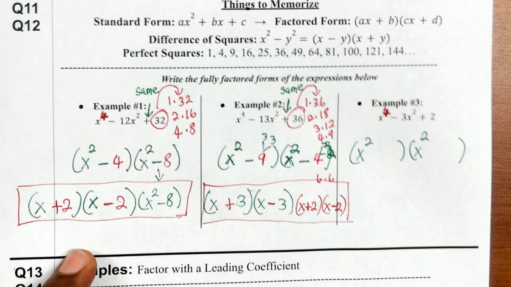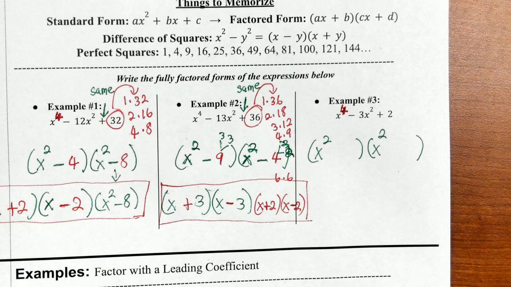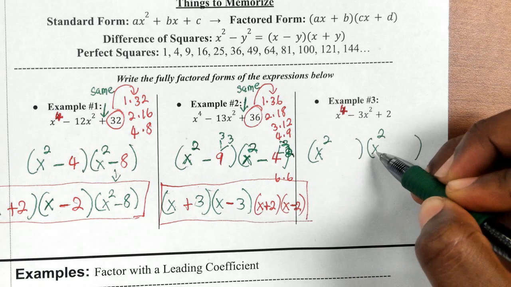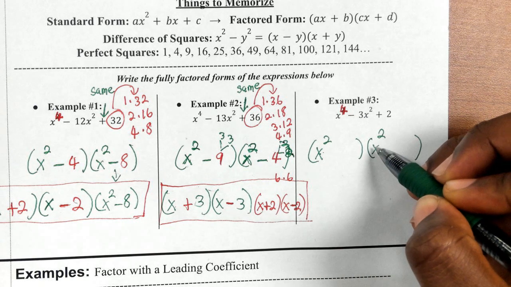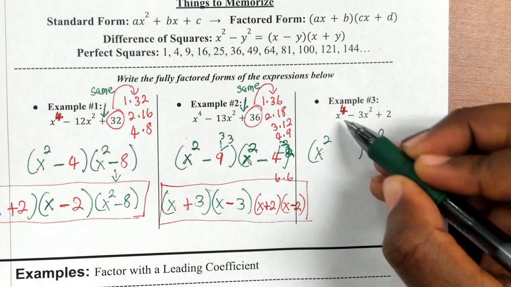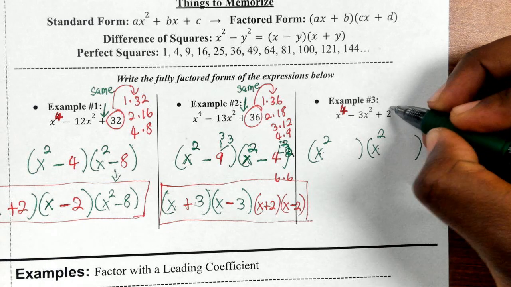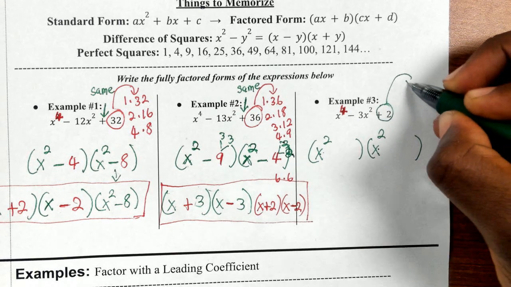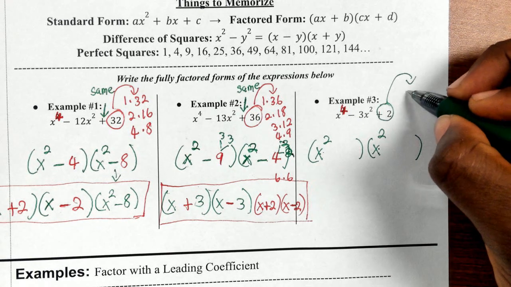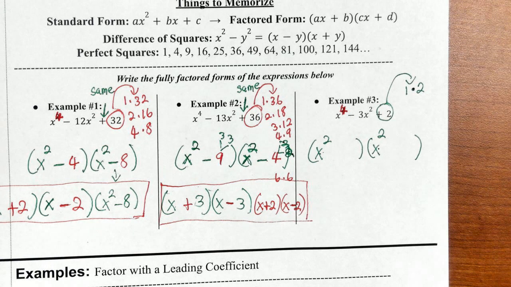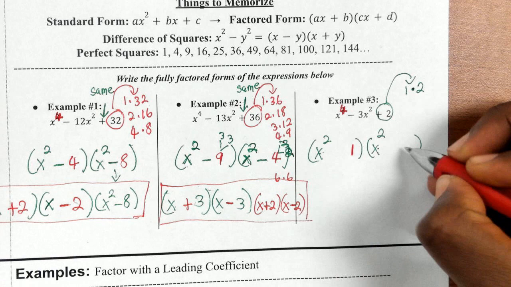Okay, so let's do the last one. Again, to get an x to the fourth power, I need two sets of x squared, because x squared multiplied by x squared is x to the fourth power. 2 plus 2 is 4. Now I need to find out what are all the numbers that multiply together to give me 2. The only pair that multiplies to give me 2 is 1 and 2. So that's the only pair I could ever use. So I'll put 1 and 2.